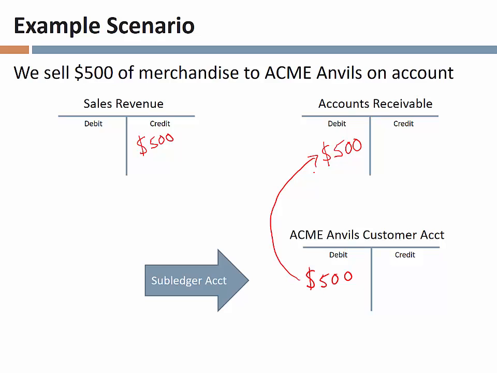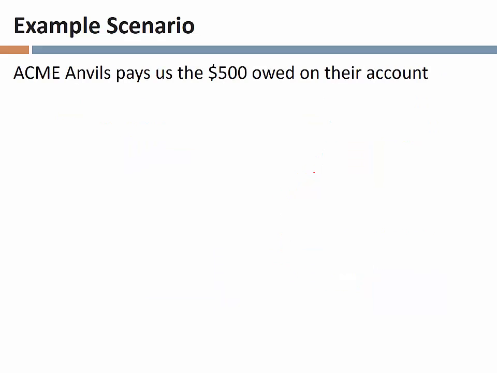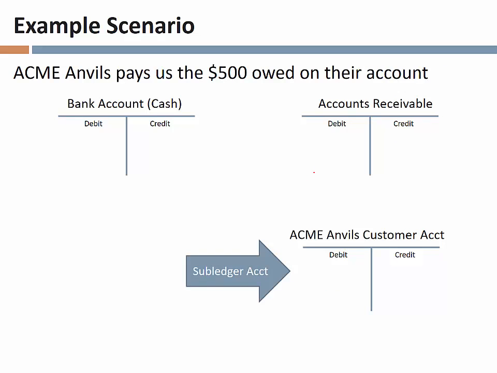So we sell $500 of merchandise to Acme Anvils, and the postings are what you see here. And you can probably guess what my next slide is going to be, which is Acme Anvil pays us. Okay? So what's going to happen here? Well, let's do this the easy way. I'm putting more money in my bank account. Debit my bank account $500.